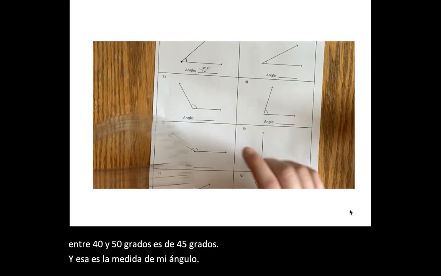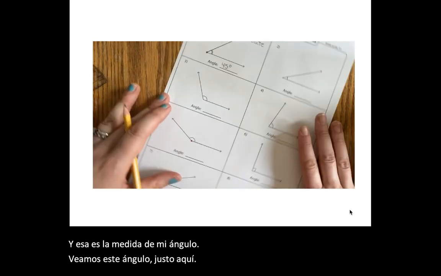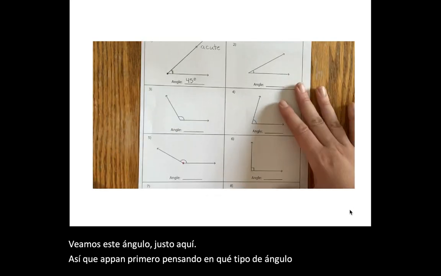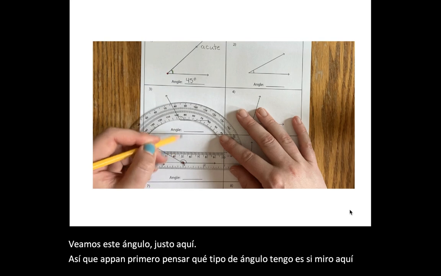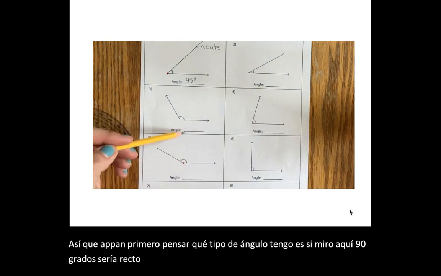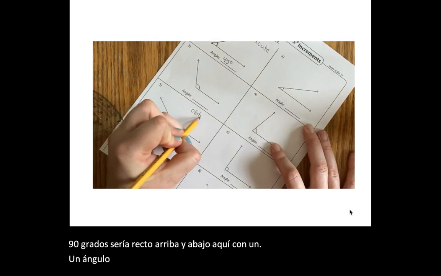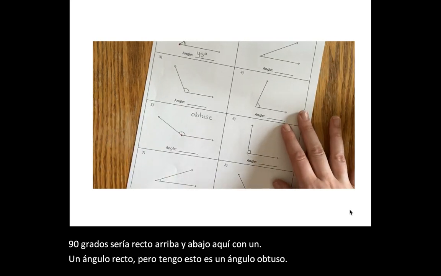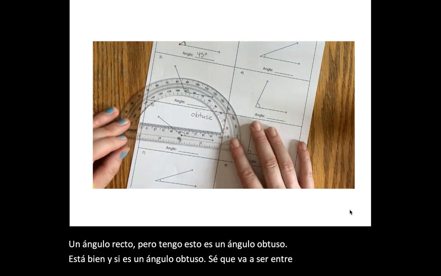Let's look at this angle right here. So, upon first thinking, what kind of angle do I have? If I look here, 90 degrees would be straight up and down, like right here with a right angle. But I have, this is an obtuse angle. And if it's an obtuse angle, I know it's going to be between 91 and 180 degrees.